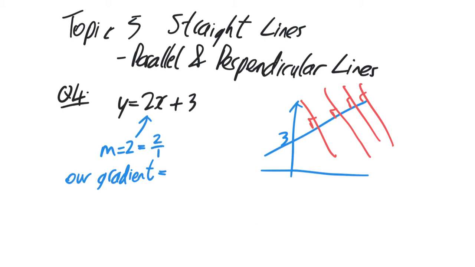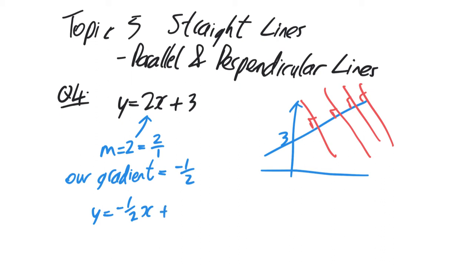So the negative reciprocal means you change the sign of it. So if it was positive, you'd make it negative. If it was negative, you would make it positive. And you flip it upside down. So it was 2 over 1, that flips to become 1 over 2. And also it was positive 2 over 1, so it becomes negative 1 over 2. So our line is y is equal to minus a half x. And minus a half x is definitely perpendicular to it.